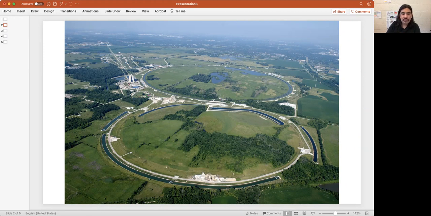So this is a particle accelerator. That's the largest one in the US, called the Fermilab. And they have been colliding protons with each other for the last 40 years or so. And then what they do is detect what comes out after the collision and what kind of particles are formed there.